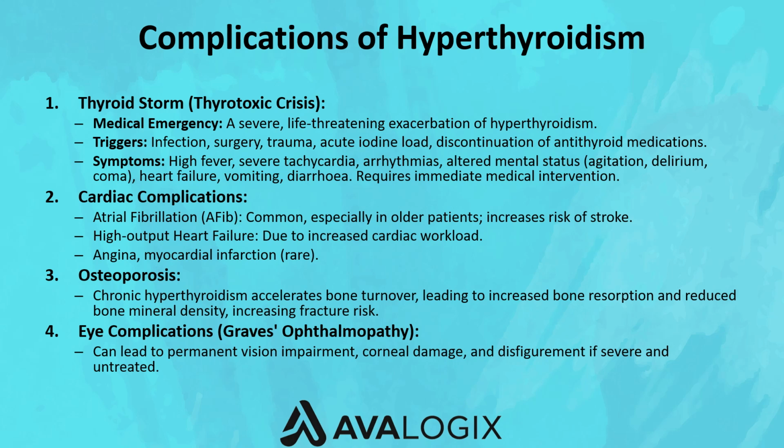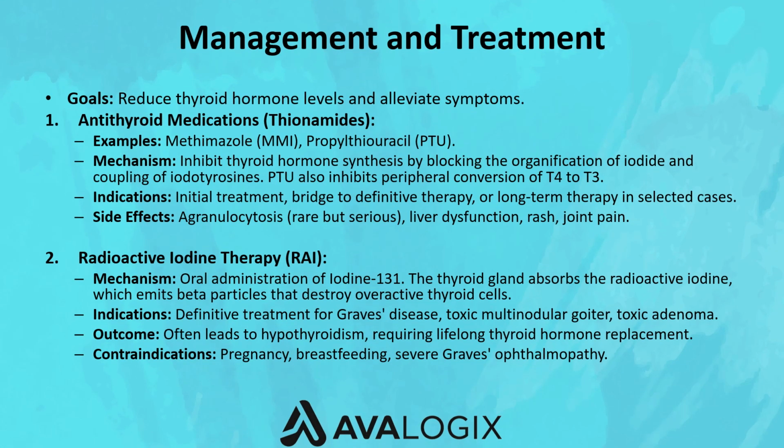In Graves' disease, we must not forget eye involvement. If untreated, Graves' ophthalmopathy can lead to vision loss, dryness, corneal ulcers, or even disfigurement. Fortunately, hyperthyroidism is very treatable, and we have multiple strategies to manage it.